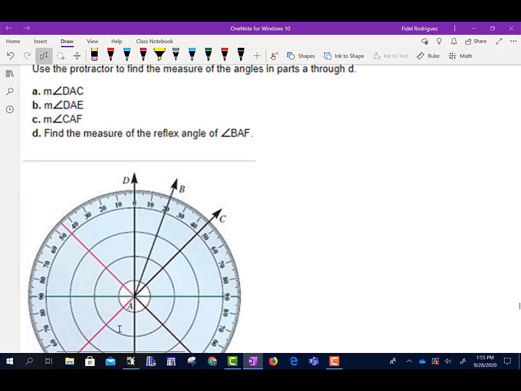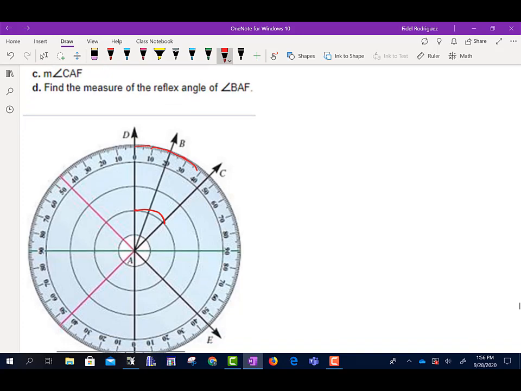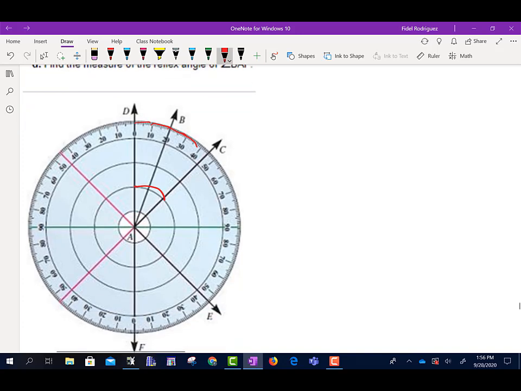Okay, so angle DAC. DAC, this angle, let me get my red pen, this angle right here. Okay, so that's 10, that's 20, that's 30, that's 40, and looks like it's about 45 degrees, okay? Okay. Angle DAE. So DAE.